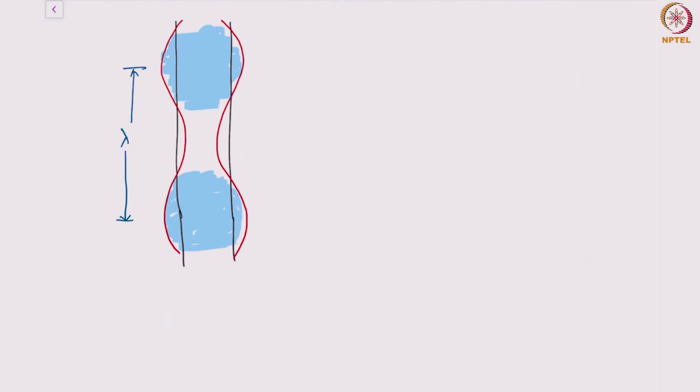So you can also ask, if I let this disturbance grow on its own, how long would it take to rupture? Okay, so you can make a rough estimate of the rupture time.